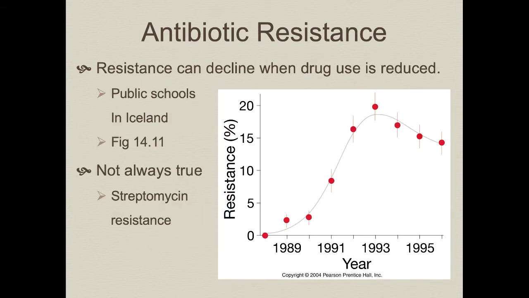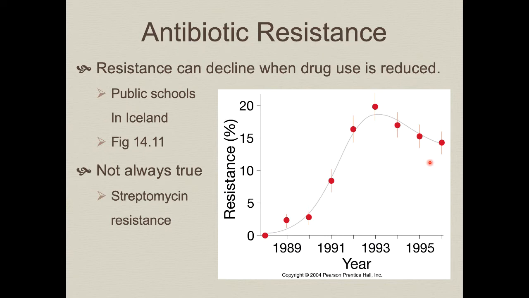Luckily, in some cases, when the drug is removed from use for a number of generations, the bacterial populations will lose that resistance. And this is a graph showing that as being the case in Iceland. So here was the peak of resistance, and after the drug was not used for a while, it did show some declines. But that's not always the case. Streptomycin resistance doesn't appear to decline.